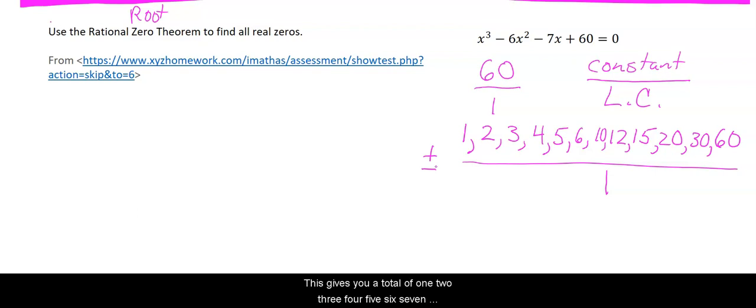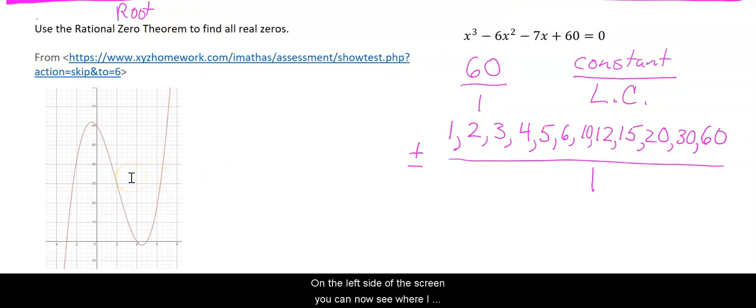This gives you a total of 1, 2, 3, 4, 5, 6, 7, 8, 9, 10, 11, 12 numbers, with either a plus or a minus, is 24 numbers to check using synthetic division. Now, this is not the most efficient way. Normally, I would produce a graph to see what it looks like. Let's take a look at a graph I produced on Desmos to help us.